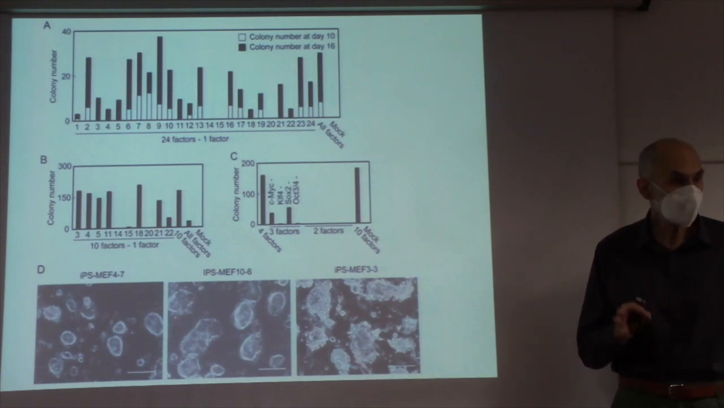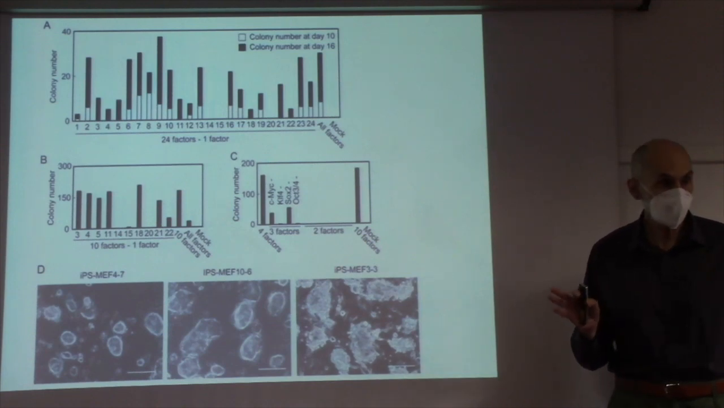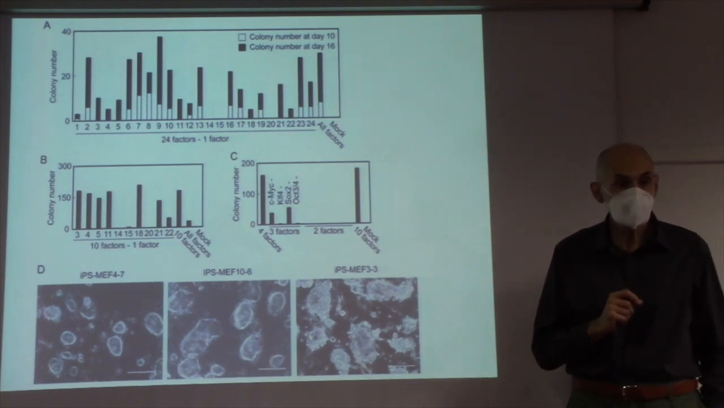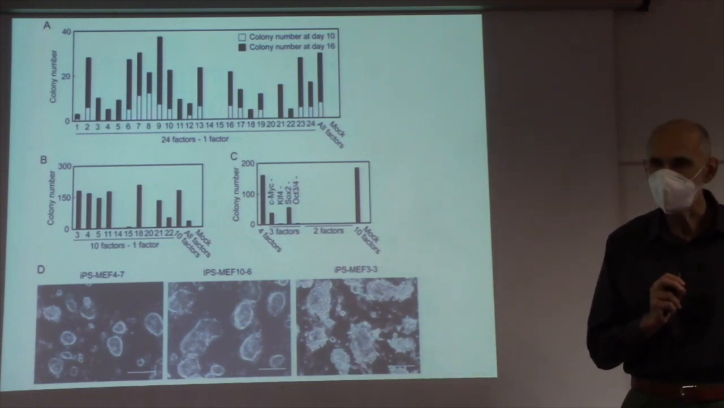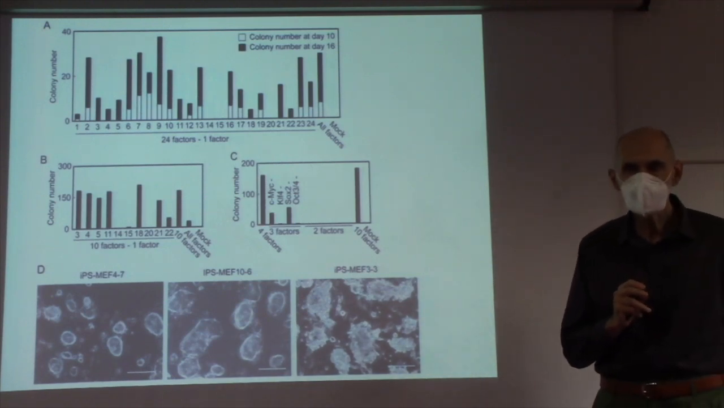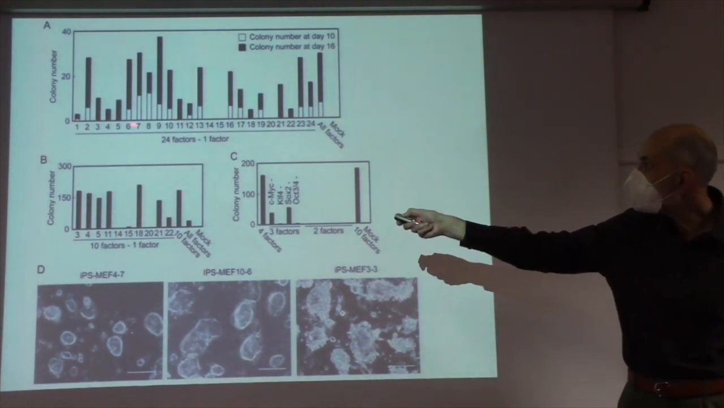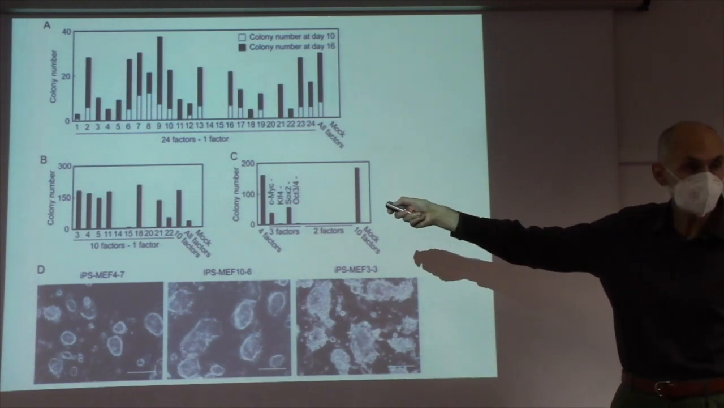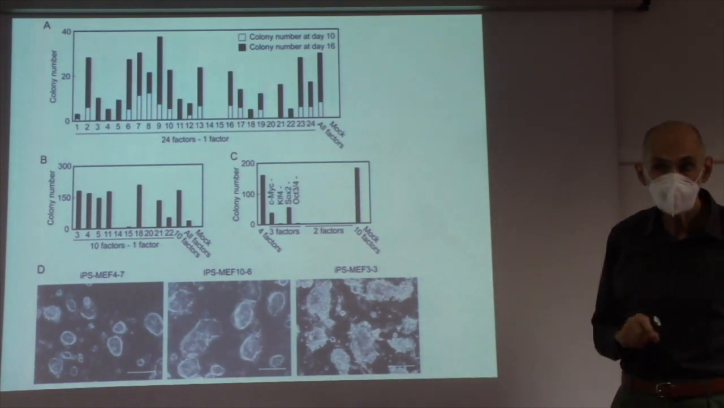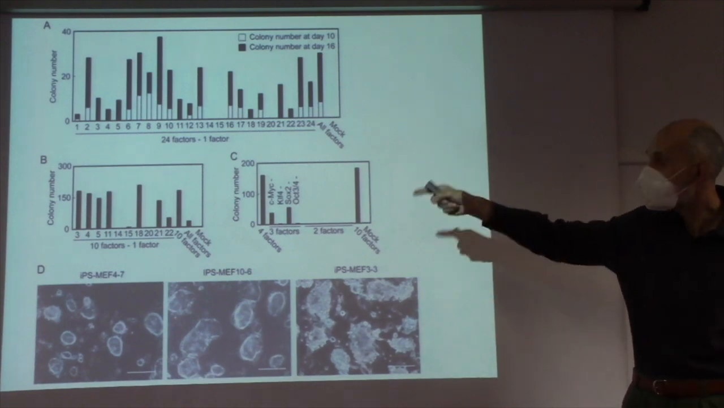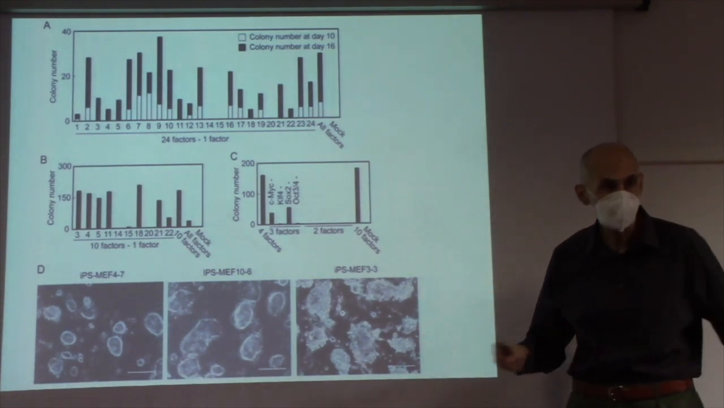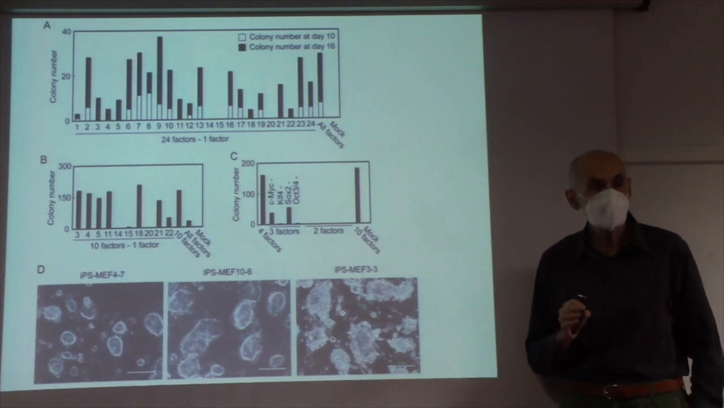So now we have a condition that gives us colonies, for sure, we know that. And we use it as a positive control because there's always a possibility in an experiment that you get all negatives. Suppose that all 24 factors were necessary to convert the cells. Then you will get 0 colonies all over the experiment, right? Because if they are all necessary and we remove one of them every time, you will never get colonies.